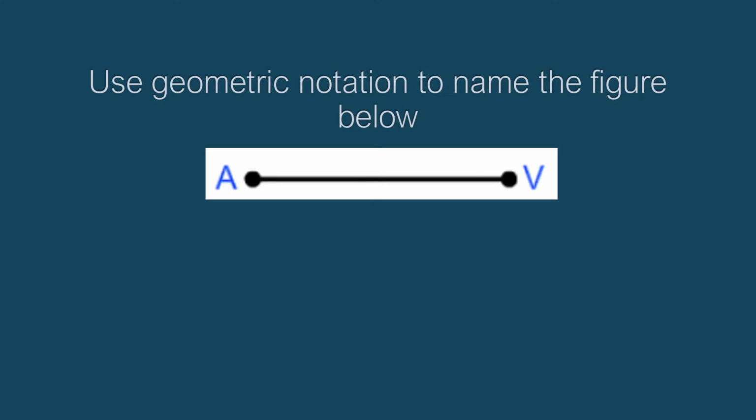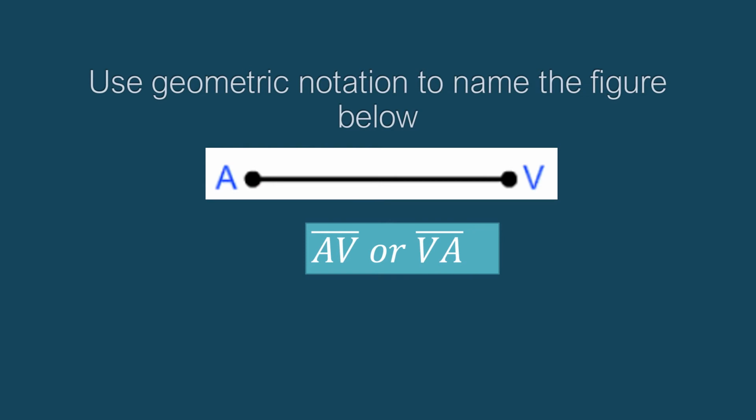So geometric notation just means that you are writing it not with the name. So look back at your notes for the notation. So this is a line segment because we have two endpoints. So you could list it either way here.